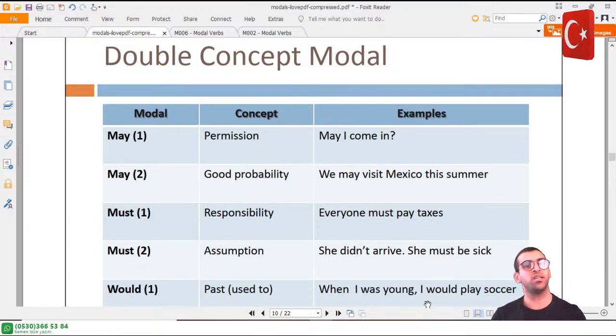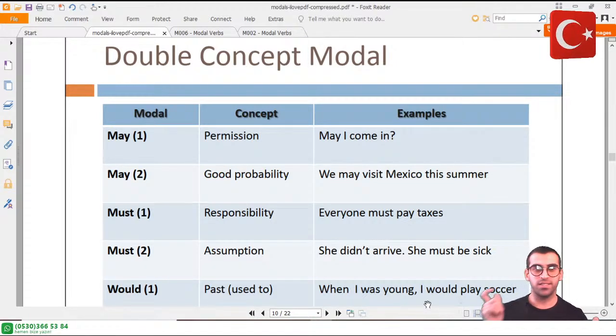The second meaning of may is good probability. For example, we may visit Mexico this summer. It's maybe, okay? It's a good probability of like 20%.